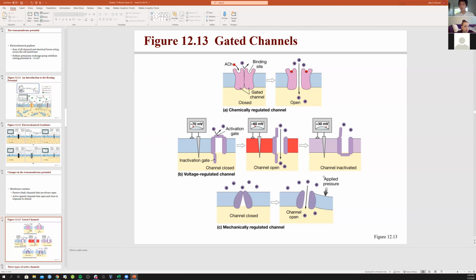It's positive 66 millivolts. So if we open all of the sodium channels of the cell and allow sodium to move until it reaches a balance, the interior of the cell will be positive 66 millivolts.